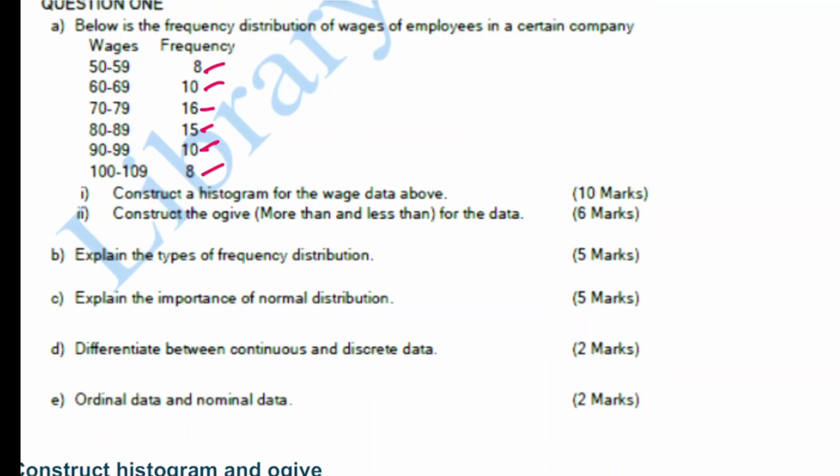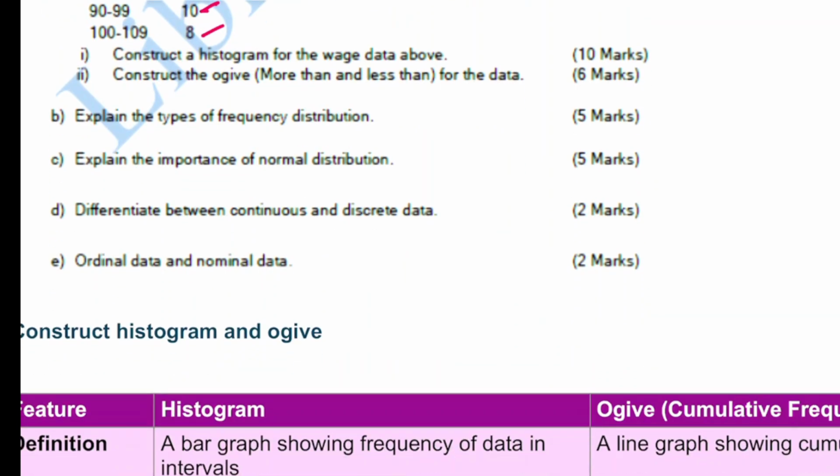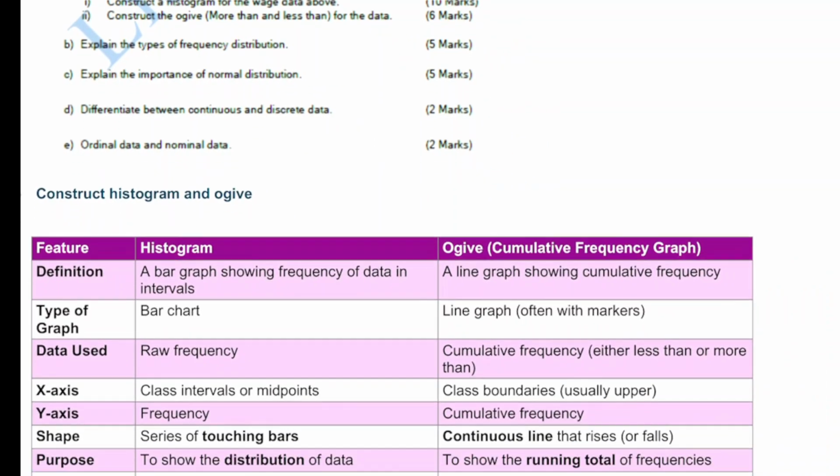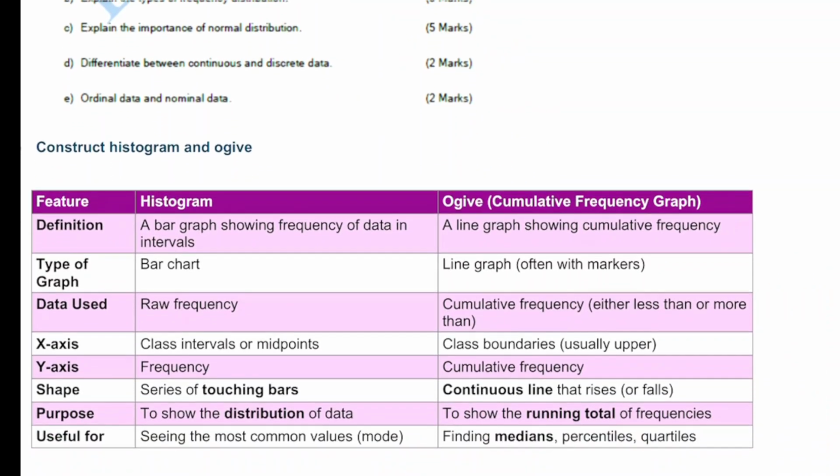So what is a histogram? What is OGIF? And what are the differences between the two? That's where I will start. Since most of you are not in a good position, I will continue. A histogram. What is a histogram? I will start by definition. A histogram is a bar graph showing frequency of data.